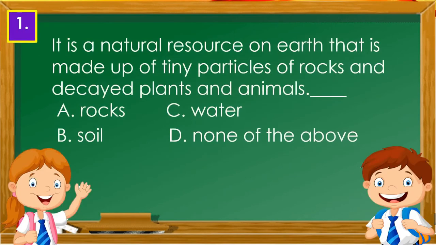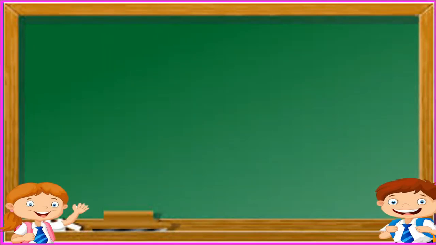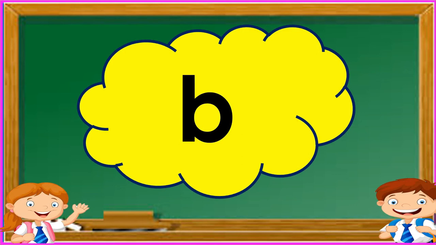Number 1. It is a natural resource on earth that is made of tiny particles of rocks and decayed plants and animals. Letter A, rocks. Letter B, soil. Letter C, water. Letter D, none of the above. The correct answer is letter B, soil.